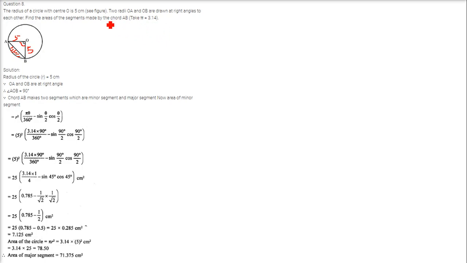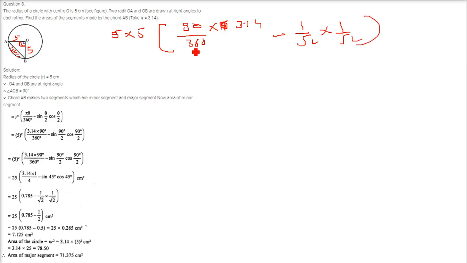It is r square. I'll just write the values directly. R square is 5 into 5. Then you have theta into pi by 360. Theta is 90 degree because it is given. Theta by 360 into pi. You already have this, so just make it 3.14 if you want. Then minus sine theta by 2 cos theta by 2. Theta is 90, so theta by 2 will be 45. So sine 45 cos 45. Sine 45 is 1 by root 2 and cos 45 is 1 by root 2. So what do you get? You get 25, and this comes to be 0.785.